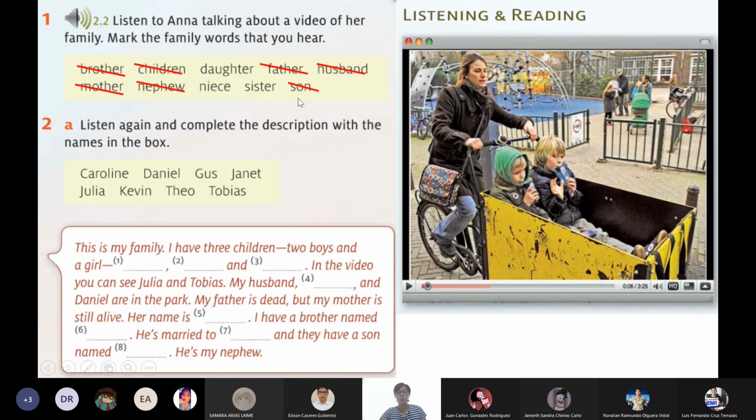So now we're gonna listen one more time. Listen again and complete the description with the names in the box. So here you have Caroline, Daniel, Gus, Janet, Julia, Kevin, Theo, Tobias, right? So here you have the names. And here you have 1, 2, 3, 4. You just have to write the names. Como no tienen el libro, you can write on your notebook. Sí, en su cuaderno ponen activity number 2. Number 1 probably is Kevin. Number 2, Tobias. Number 3, Janet. Yeah? Just listen and write the correct names in the correct place.